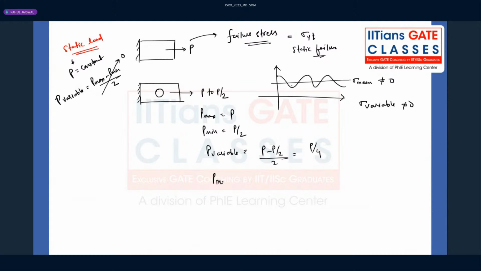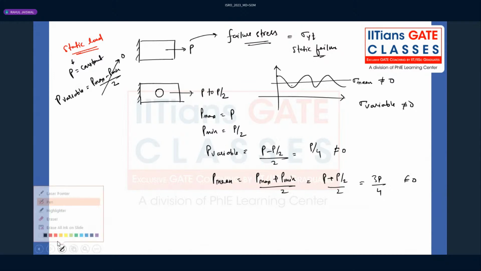And when you calculate P mean, that is also P maximum plus P minimum divided by 2. Now when you put the value, P plus P by 2, divided by 2, so 3P by 4 will be the answer. So now both are not equal to 0. That means both will be present: static failure and dynamic failure.